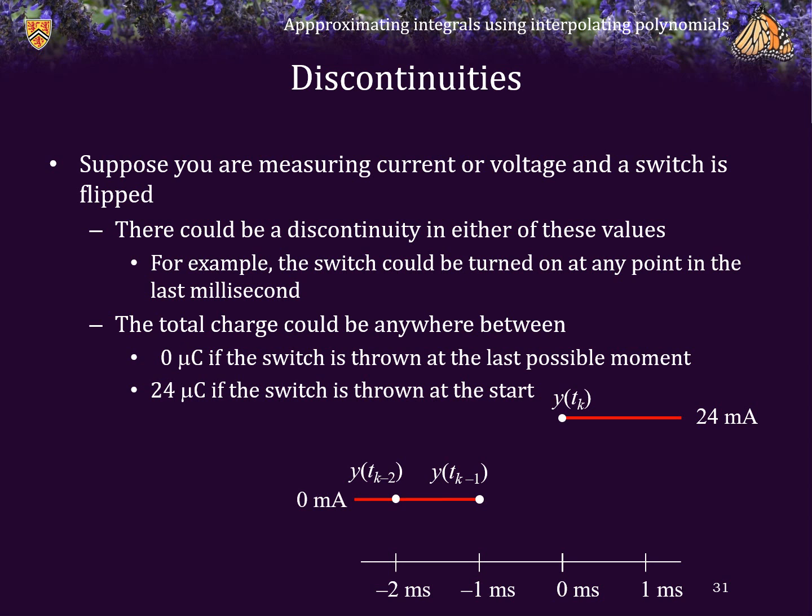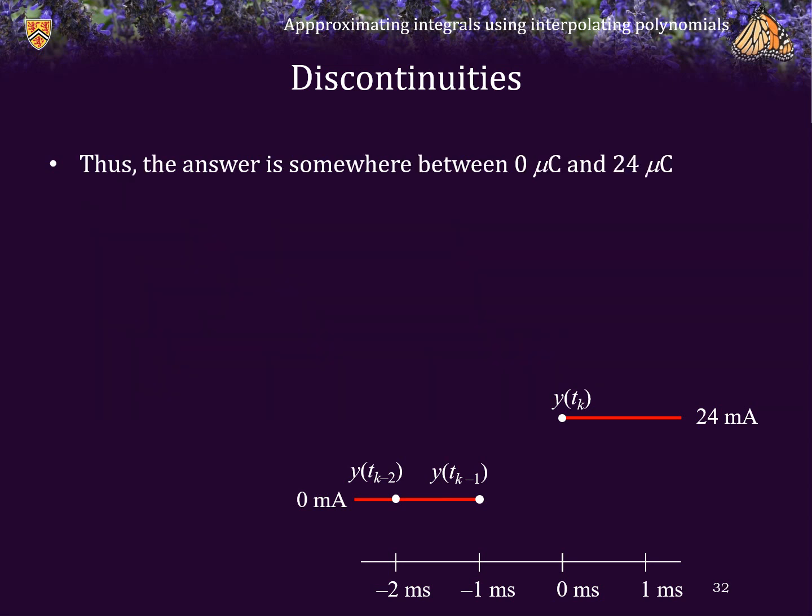It's a discontinuity. You don't know where in that time interval a switch was flipped if all you're doing is reading the current passing through a point periodically, once per millisecond. So the correct answer is somewhere between 0 microcoulombs and 24 microcoulombs.